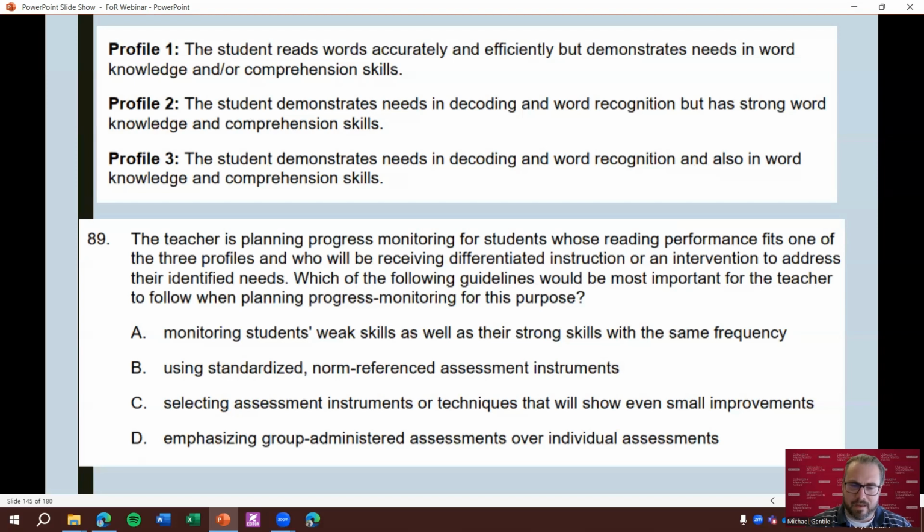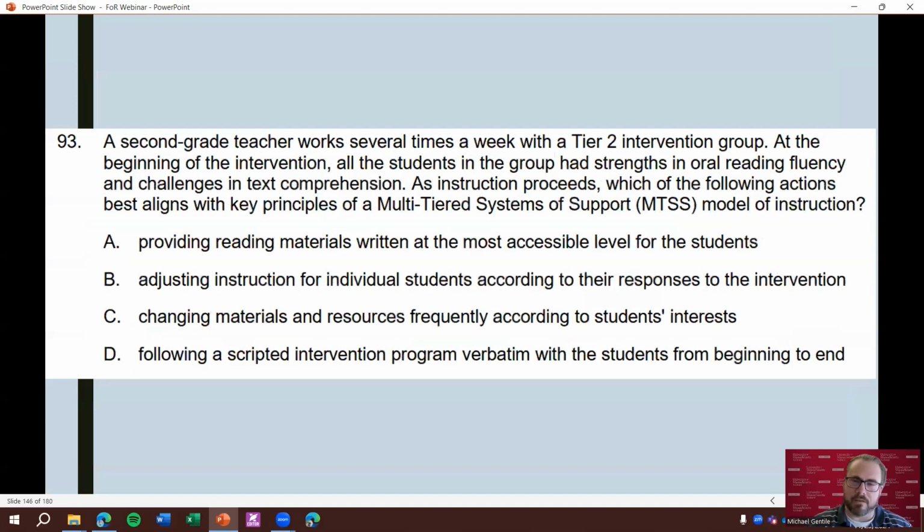And D is, you can do group administered assessments. There are examples of totally valid and reliable group administered assessments. However, that's not the most important thing that's going to help the student make decisions. It's picking the assessment that's sensitive to growth. All right, 93, pause here.